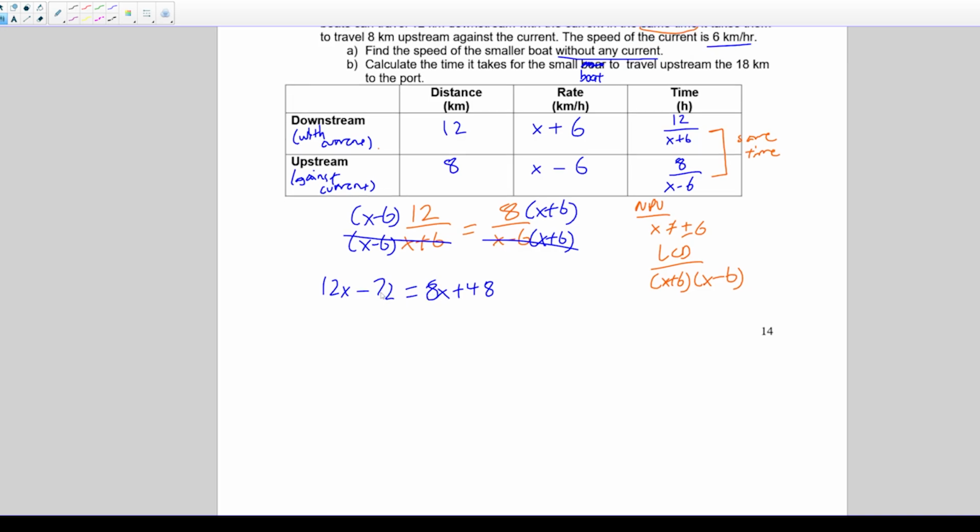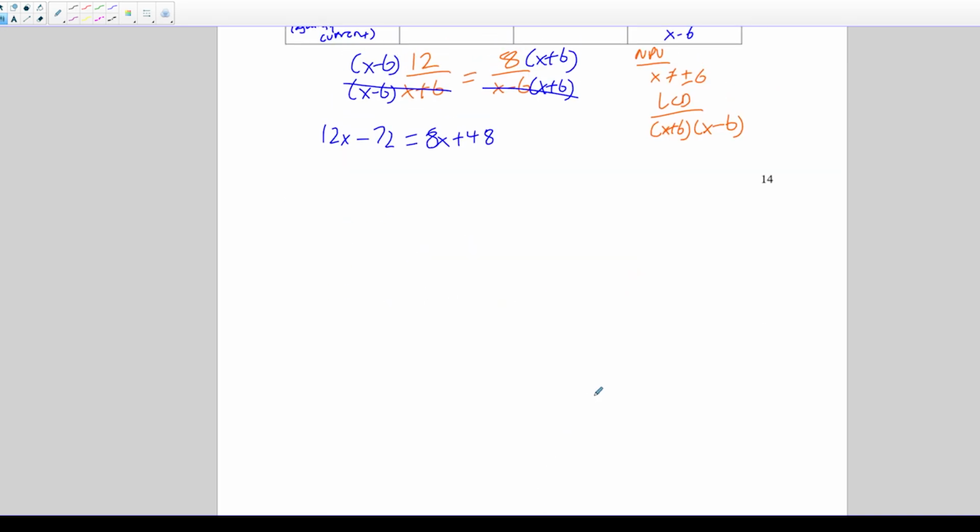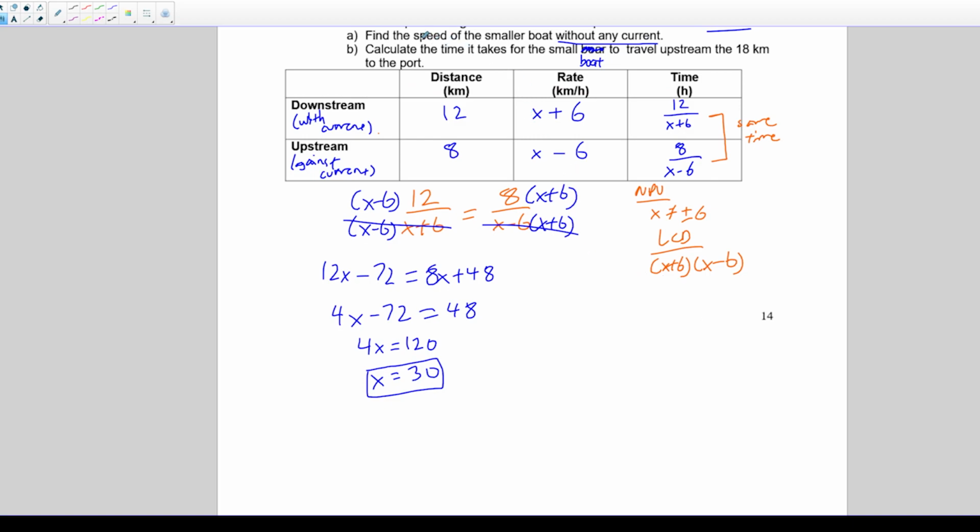Let's move our like terms to one side. Let's move the x's first. I'm going to subtract 8x from both sides. We get 4x minus 72 is equal to 48. Let's add 72 to both sides, so we get 4x is equal to 120. Finally, divide both sides by 4, so we get x is equal to 30. Once we get to this point, we can state the speed of the smaller boat: the speed of the boat without current is 30 kilometers per hour.